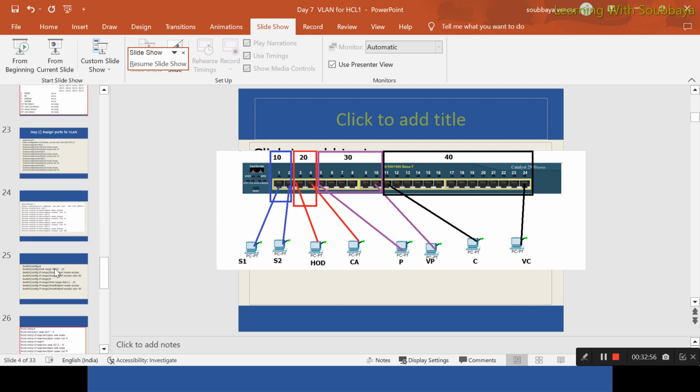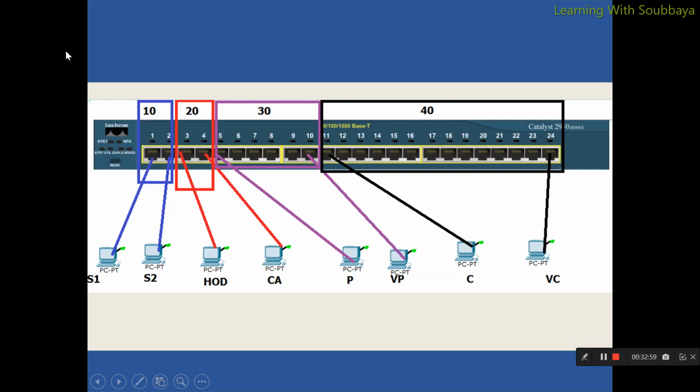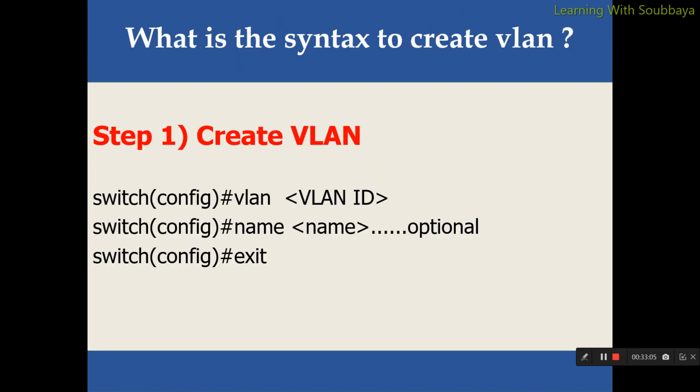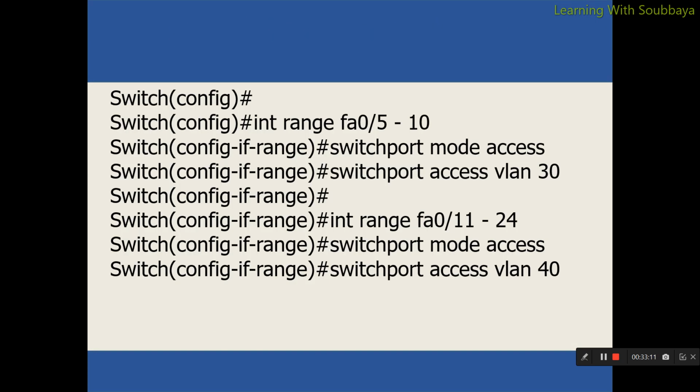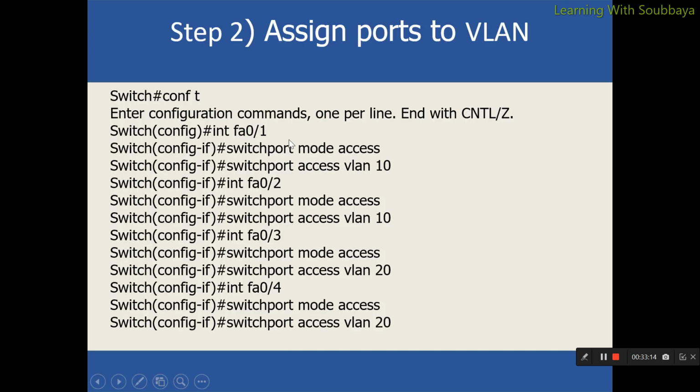The command is interface FA0/1, switchport mode access, switchport access VLAN 10. Interface FA0/2, switchport mode access, switchport access VLAN 10. Interface FA0/3, switchport mode access, switchport access VLAN 20. Interface FA0/4, switchport mode access, switchport access VLAN 20. The first two ports are VLAN 10, and 3 and 4 are VLAN 20.